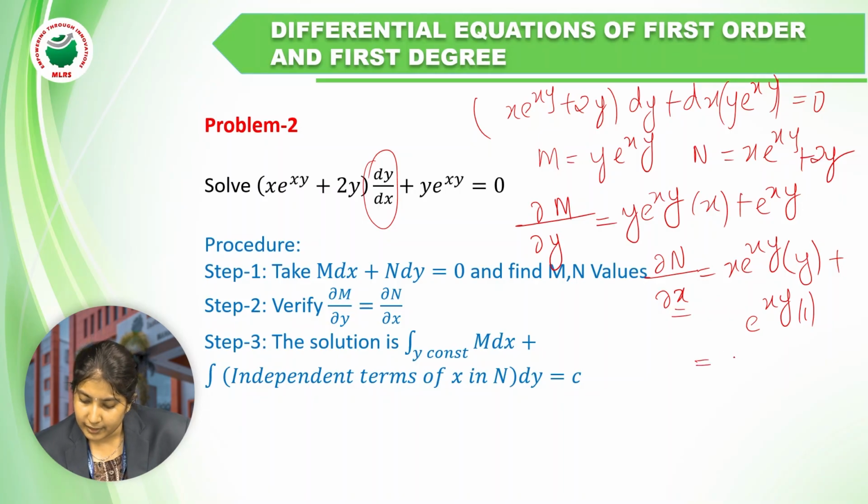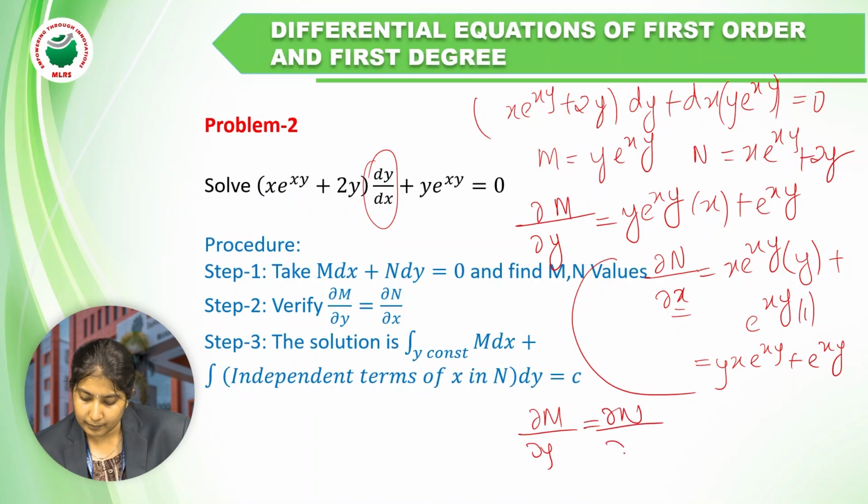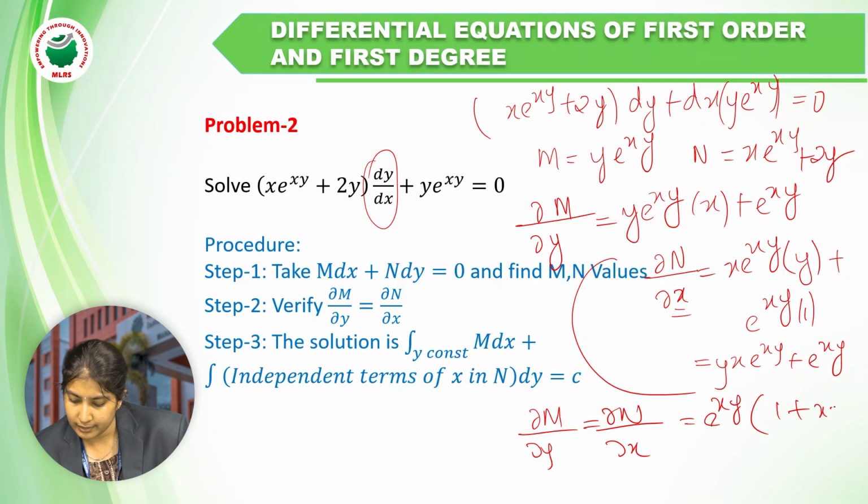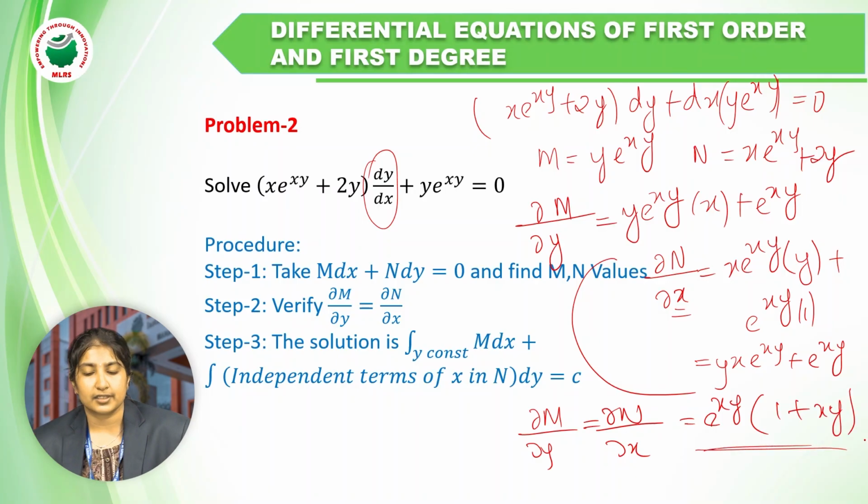So what is the answer you are getting? x e power xy plus e power xy. In both the terms, if you see, we can write it this way also. You just take e power xy common: 1 plus xy. So again, the exactness condition is being satisfied. So this is an exact differential equation.